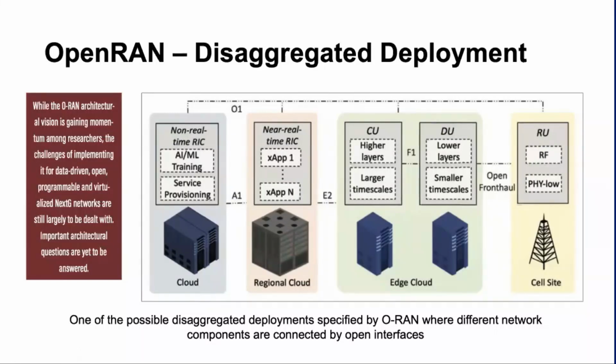I know you are familiar with some of the abbreviations here, so I will not go into details with this one. But of course, you have your control unit, your distributed unit, and your radio unit. So CU, DU, and RU, and your RAN intelligent controller has two components. You have your non-real time and your near real time RIC.